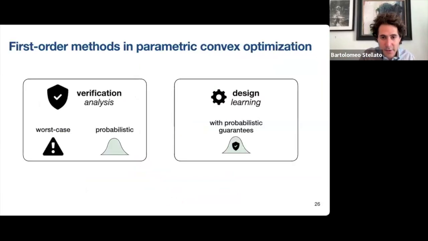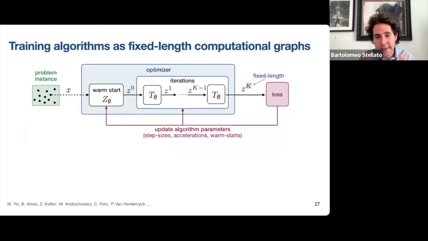So in the last part of the talk, I would like to briefly talk about how to use these tools to verify the behavior of these algorithms, and in particular the probabilistic ones, to design faster methods. And what do I mean by design? If you go back to the computational graph, where we map the problem instance X to the iterates decay, nobody prevents us from plugging these iterates into a loss and then updating the algorithm hyperparameters like step sizes, accelerations, and warm start in order to improve our loss. We're effectively learning to optimize in this way.